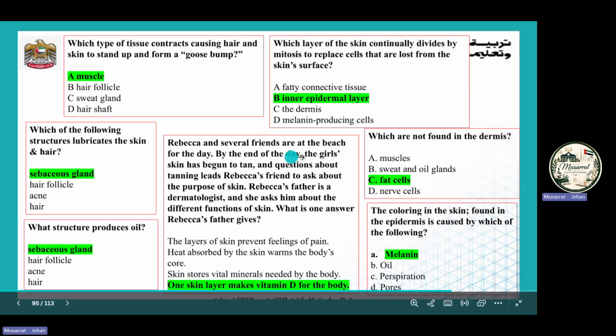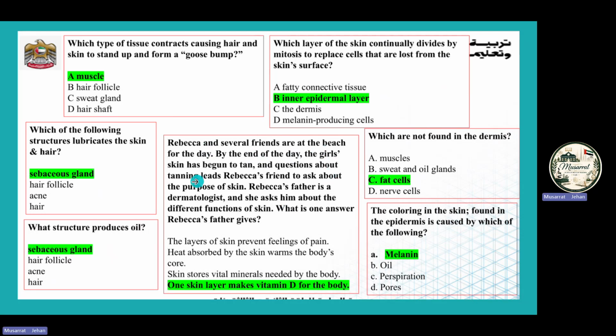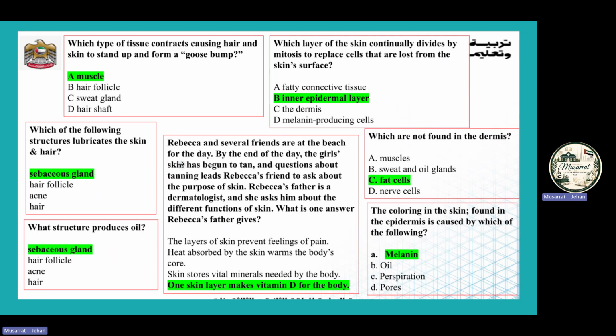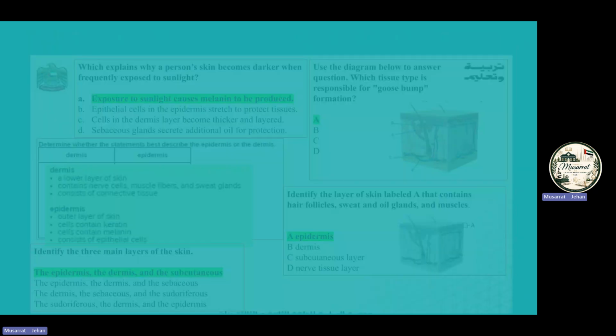Rebecca and several friends are at the beach. By the end of the day, the girls' skin has begun to tan. Questions about tanning lead Rebecca's friend to ask about the purpose of the skin. Rebecca's father is a dermatologist and she asks him about the different functions. What is one answer Rebecca's father gives? Does the skin layer prevent feelings of pain? No. Does heat absorbed by the skin warm the body? One skin layer makes vitamin D for the body. So this is the correct answer.